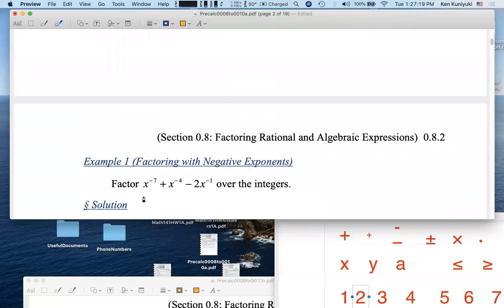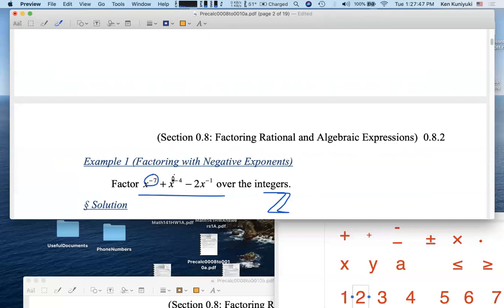Let's now factor this rational expression over the integers, Z. So we only have integer coefficients. Factor x to the negative 7 plus x to the negative 4 minus 2x to the negative 1. What is the GCF here? The GCF here will be the power of x with the least exponent.